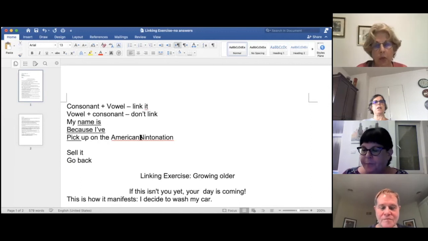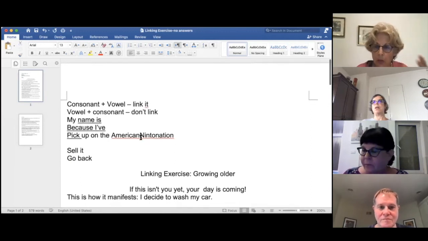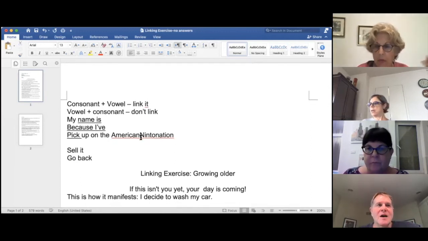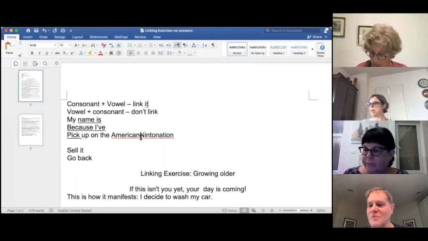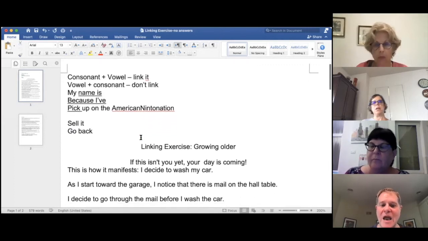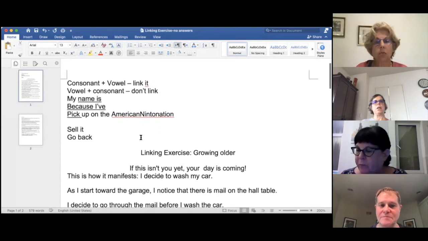So another word for link would be to flow. Would that be another word? I probably wouldn't use flow because flow could mean all kinds of things, but this is really specifically about how words go together.